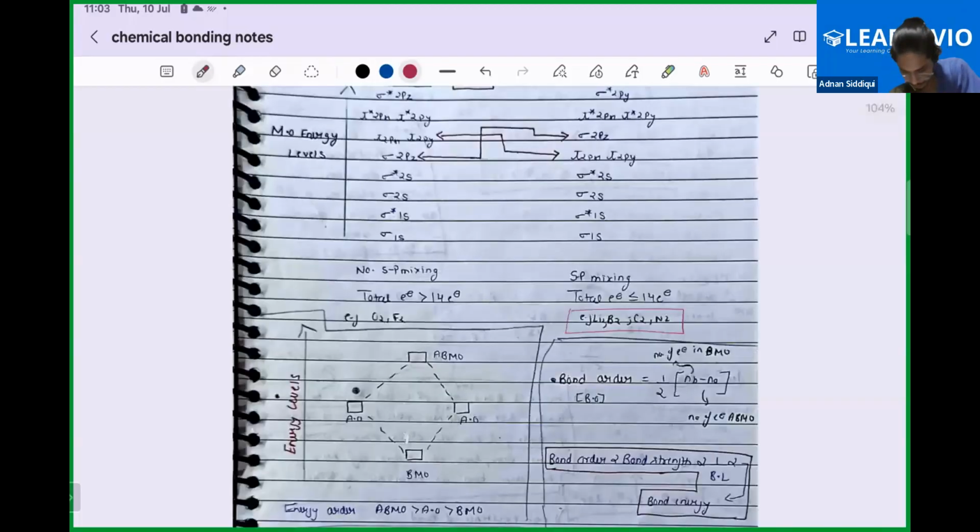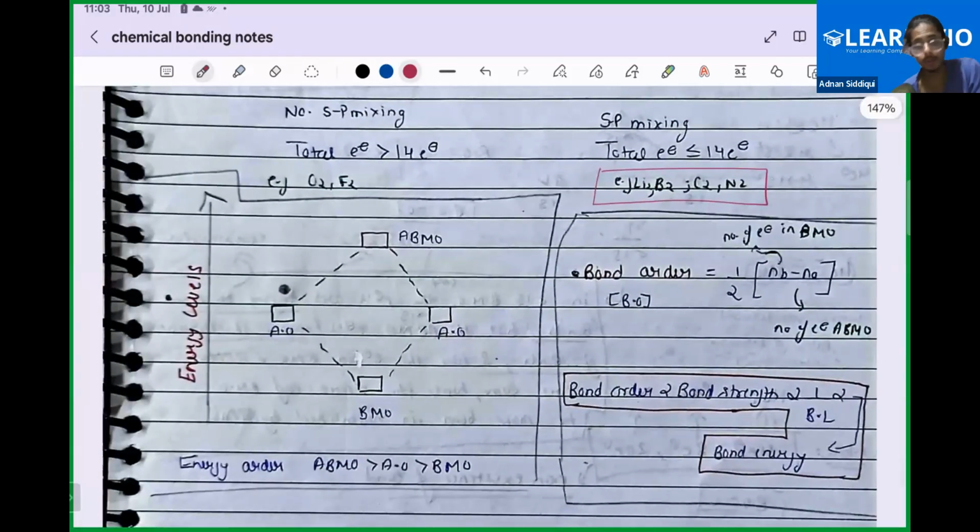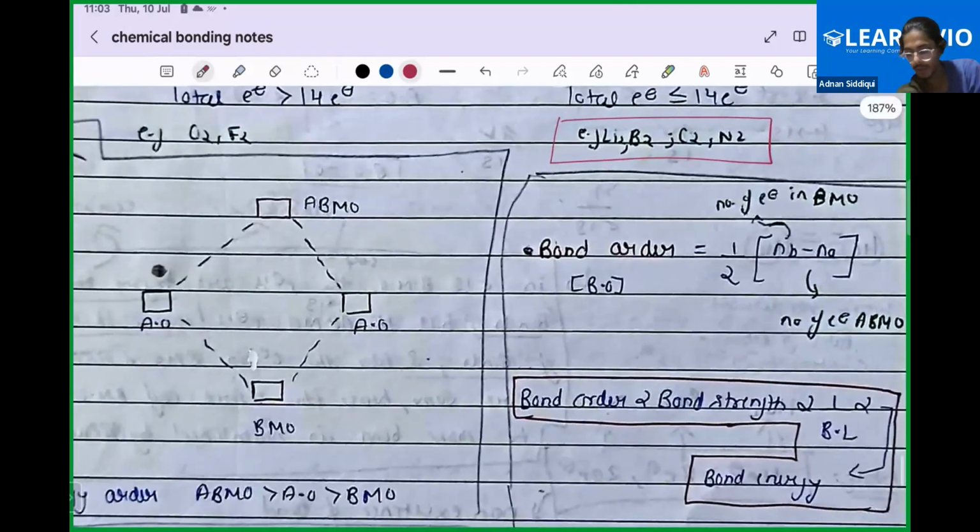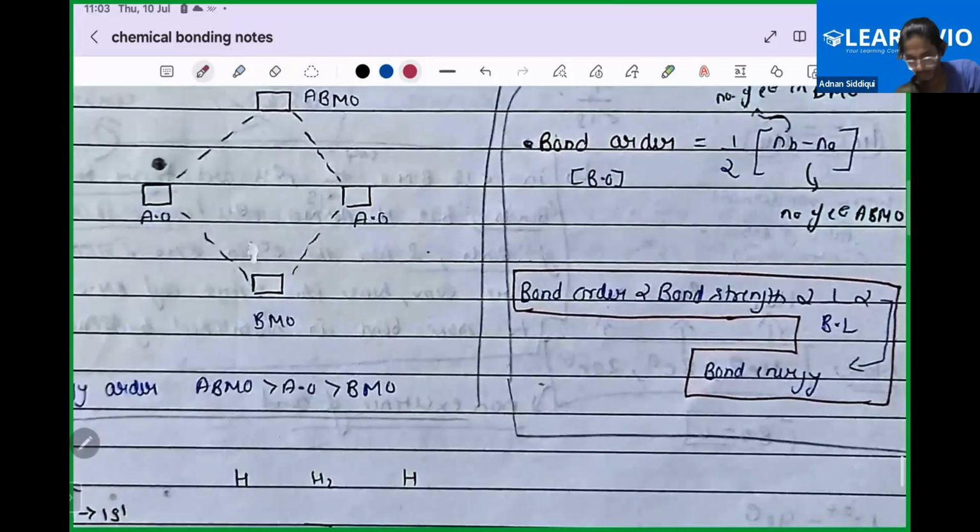So in your exam, they are going to ask you what is bond order. For bond order, you will have this formula: half times the number of electrons in bonding molecular orbitals minus the number of electrons in anti-bonding molecular orbitals. This is a very simple formula. And this is the relation: bond order is directly proportional to bond strength, inversely proportional to bond length, and directly proportional to bond energy. This we have discussed in the third chapter as well as in some parts here.